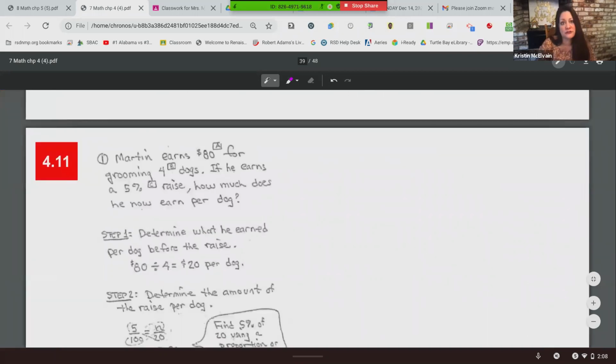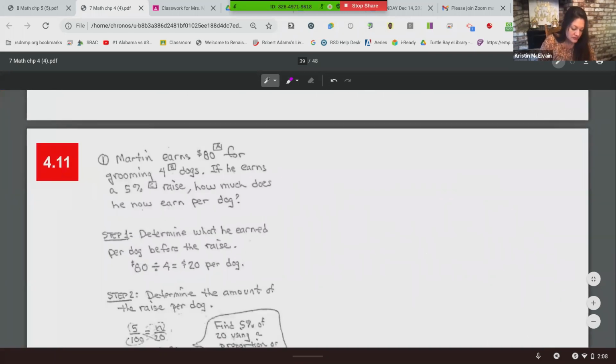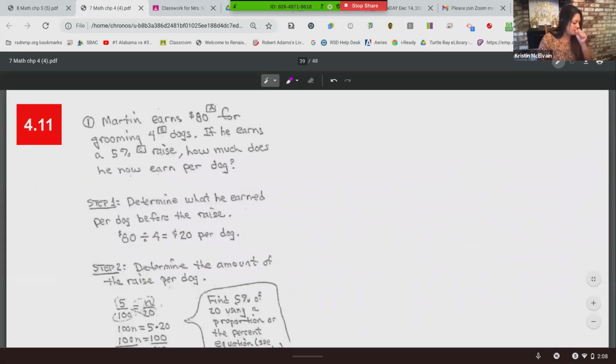And that brings us to Martin. All right. So Martin, excuse me, Martin earns $80 for grooming 4 dogs. If he earns a 5% raise, how much does he now earn per dog? Okay, so now that we're seeing this in our homework, we saw this in our classwork, I think during chapter 3. All right, so first we have to determine what did he earn per dog before the raise. All right, so Martin had $80 for 4 dogs, so he earned $20 per dog.